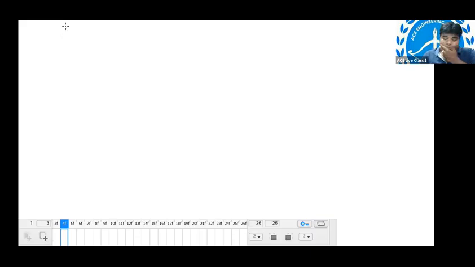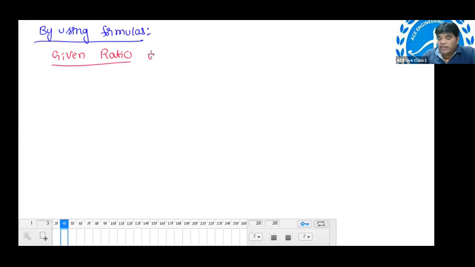Here, by using formulas, one ratio is given. Given ratio is A is to B. They're asking different questions. What are the questions here? Duplicate ratio of AB means A square is to B square.